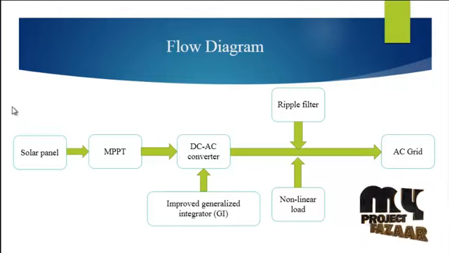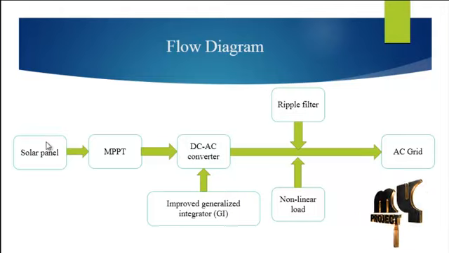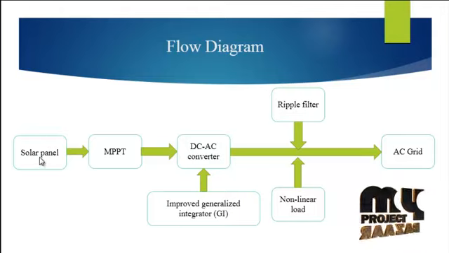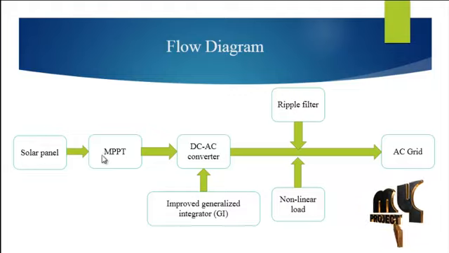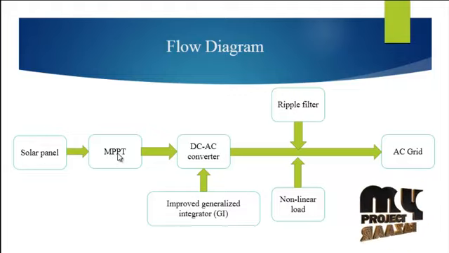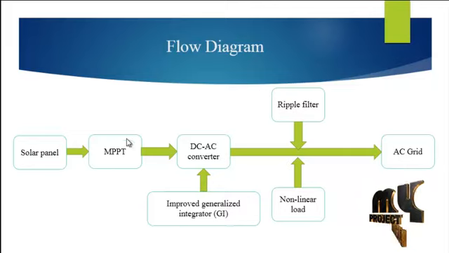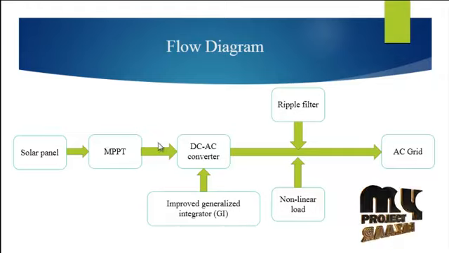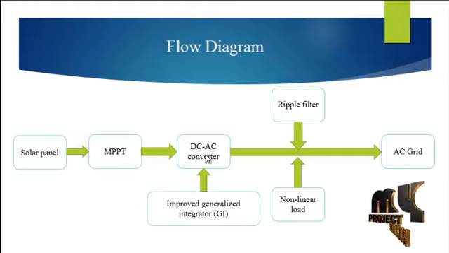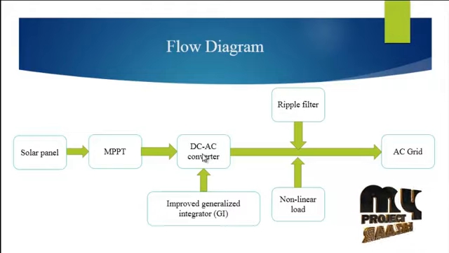This is one of the complete blocks. So we generate pure DC power from the solar panel. The DC to DC boost converter improves the boost level of the solar panels, so we can get the maximum power of the solar panel. Next we pass to the DC to AC converter. This is the main block of this entire flow diagram.